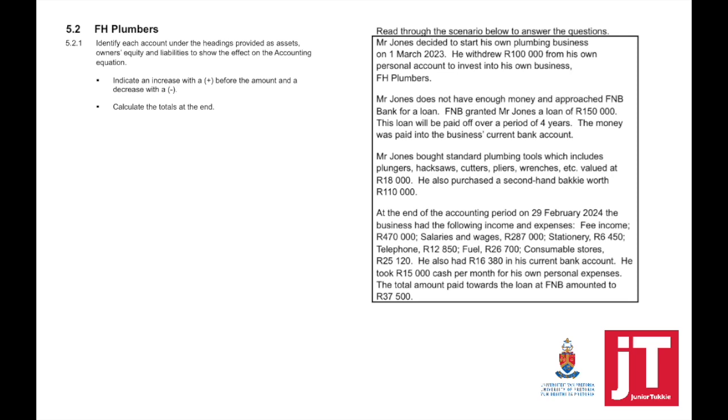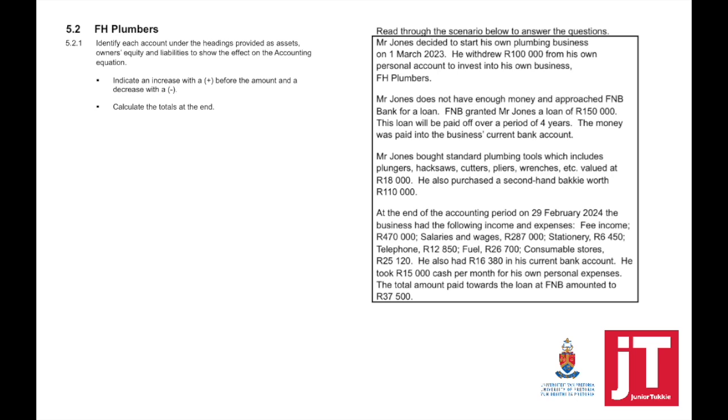So if we read through this scenario so that we are able to answer the questions, it says, Mr. Jones decided to start his own plumbing business on the 1st of March 2023. That will be the beginning of the accounting period. Reminder, an accounting period is 12 months. He withdrew 100,000 from his own personal account to invest into his own business, FH Plumbers. Reminder, when you start your own business, you use your personal money and you put it into your own business as an investment.